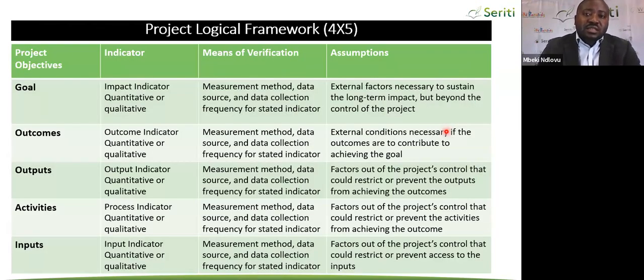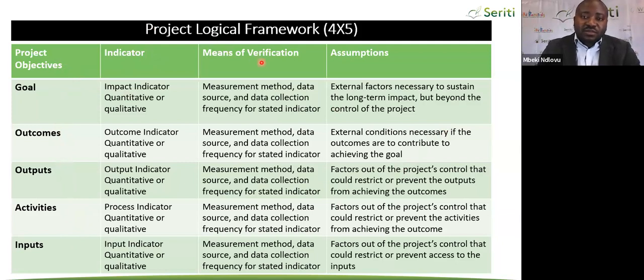Now, this is just having talked about the log frame. I thought I must show that a log frame is supposed to have, besides making sure that you have your goals, your outcomes, your outputs, activities, and inputs, at least make sure that you have an indicator for each one of those. An indicator being the means for us to know that a particular outcome or output has been achieved.